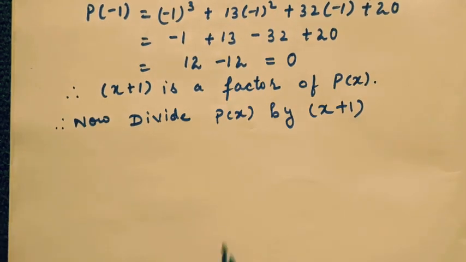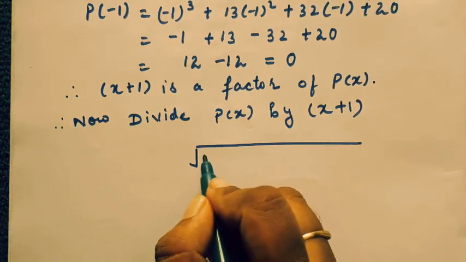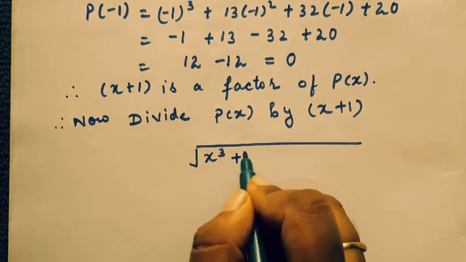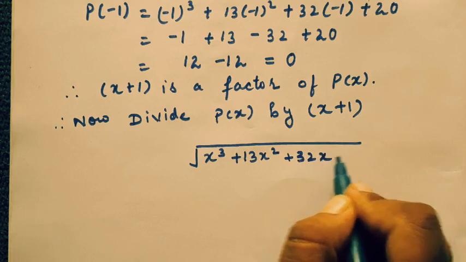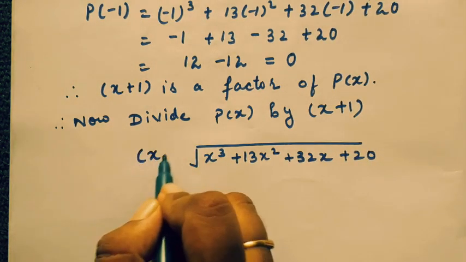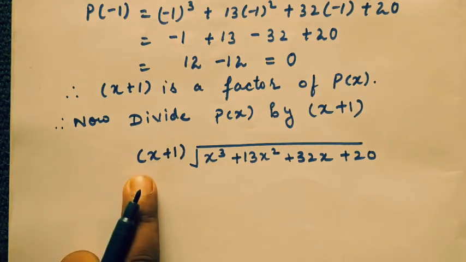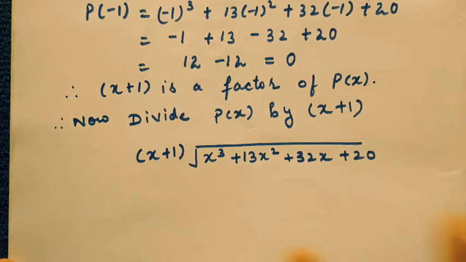Okay, so x cube plus 13x square plus 32x plus 20, and here x plus 1. As you all know how to do the long division, as I have already explained to you, right?